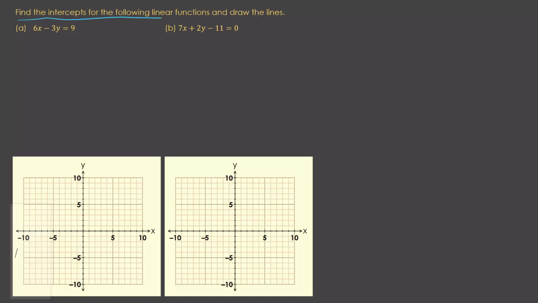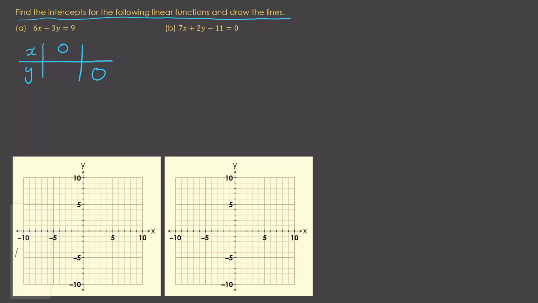Find the intercepts for the following linear functions and draw the lines. So the first one is 6x take away 3y is 9. So I'm going to use a table of values, but this time I'm going to start by putting x is 0. And then after that I'm going to put y is 0.